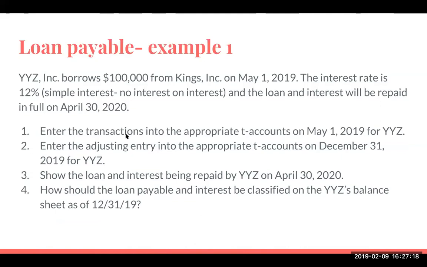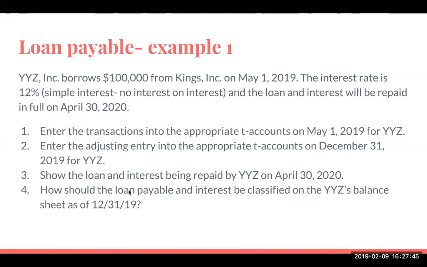Okay, so we've got our first example here. YYZ is borrowing $100,000 from the Kings on May 1st. The interest rate is 12% simple interest, no interest on interest. What I mean by that is you don't need to do compounding. If it's monthly compounding, you can look that up on YouTube and see what I mean. And the loan and interest will be repaid on April 30th.